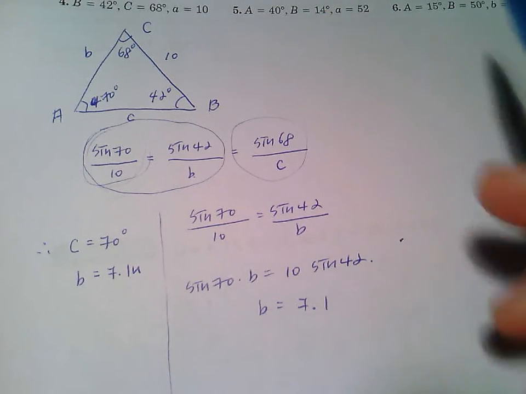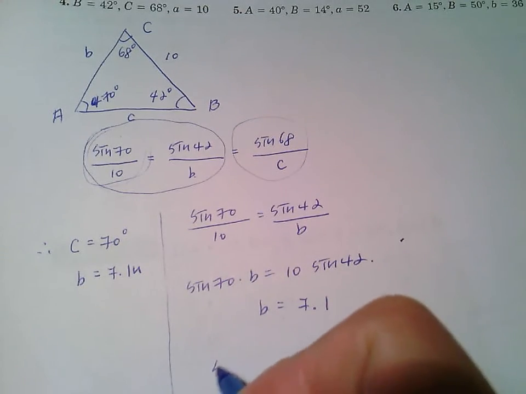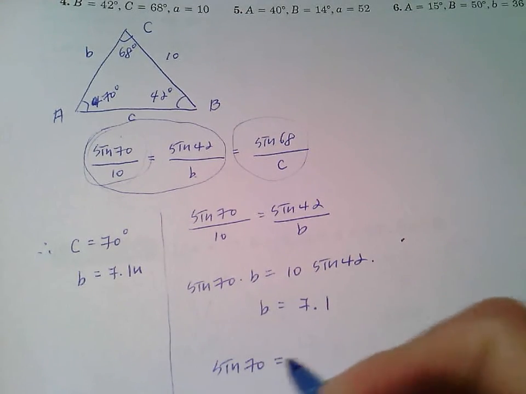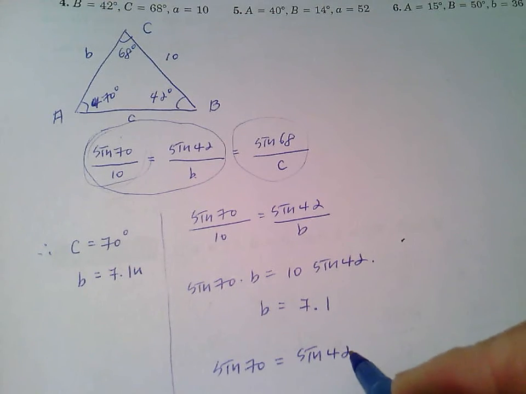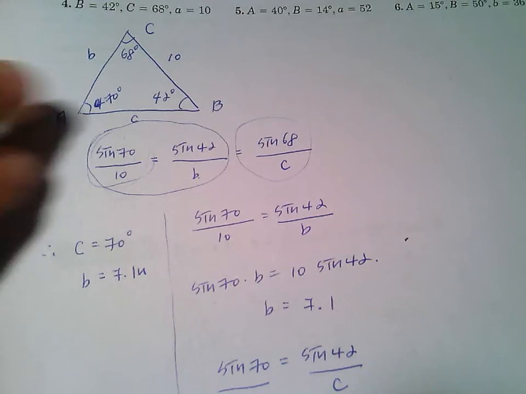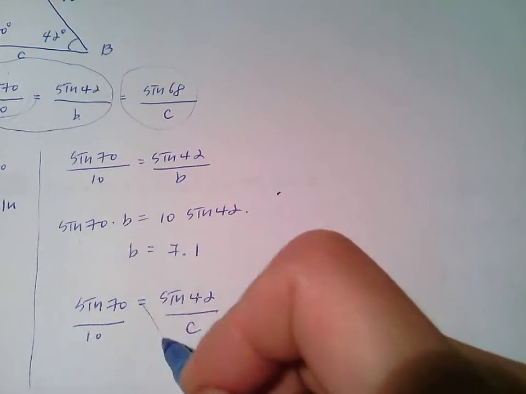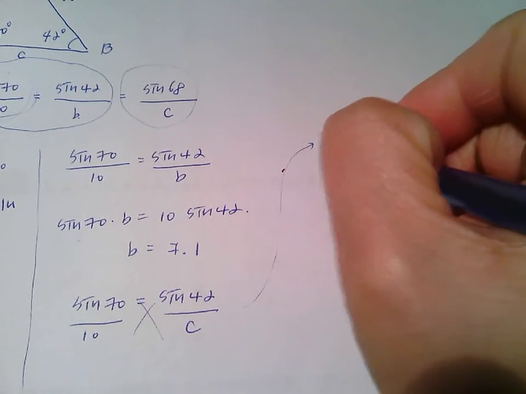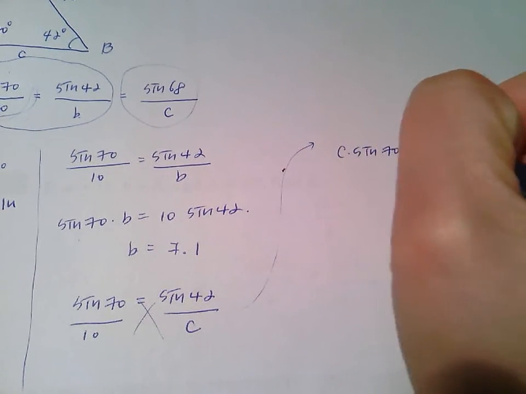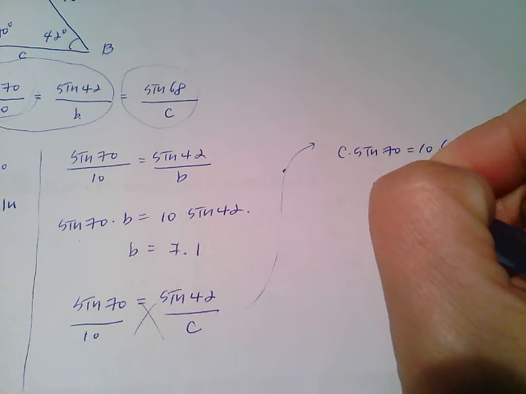Okay. So as I said, I'm going to use that ratio again. So sine of 70 equal to sine of 42, then 10 and C. Okay. So cross multiply. So C times the sine of 70 equal to 10 times sine of 42.